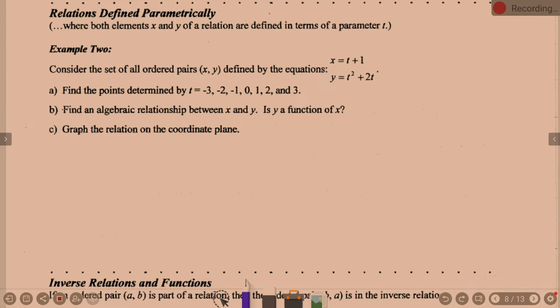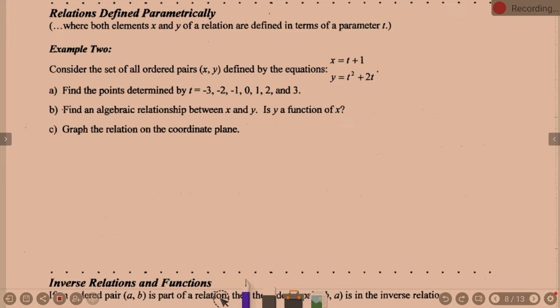We're going to talk about relations defined parametrically. I really don't think we've talked about parametric relations in Algebra 2. I think this is new to pre-calc. We might talk about it at the end of the year depending on our timing and how much we look at our vector chapter at the end.